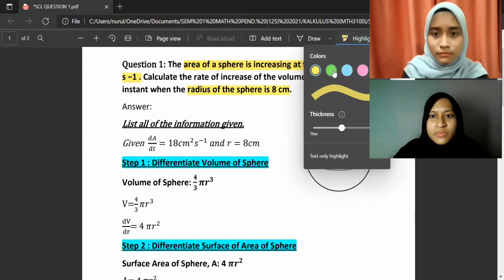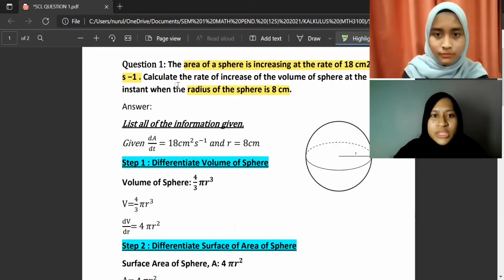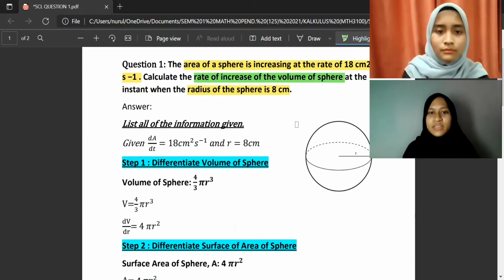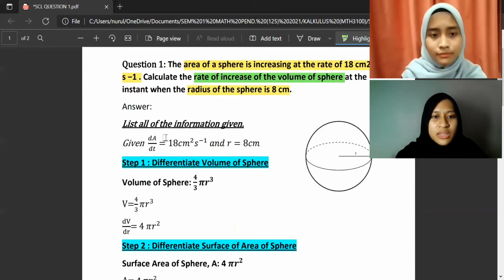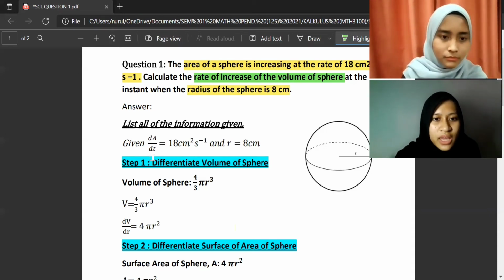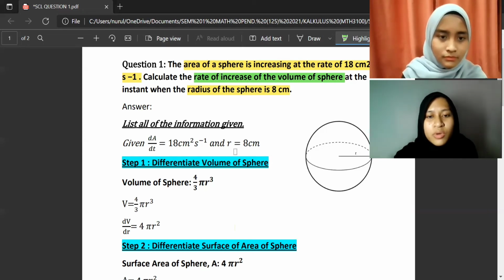So the main thing that we need to solve in this question is that they ask us to calculate the rate of increase of the volume of the sphere when the radius of the sphere is 8 cm. The first important thing, whenever we want to solve any mathematics question, is we need to list all of the information that has been given. Like I just said, the information given was the rate of area, which is 18 cm squared per second, and also the radius of the sphere, which is 8 cm.